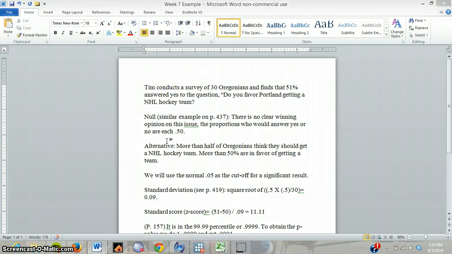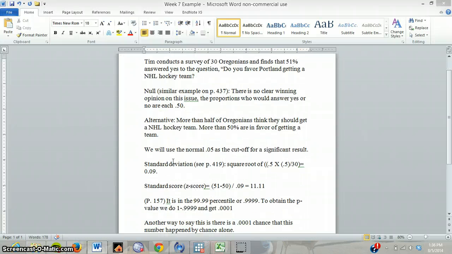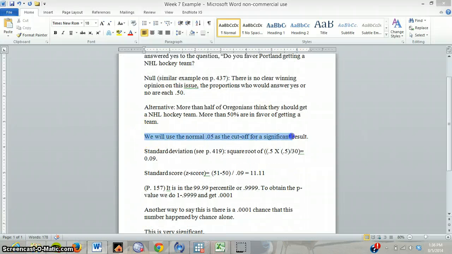The alternative hypothesis, though, is that more than half of Oregonians think they should get an AHL hockey team, or more than 50% are in favor of getting a hockey team. And we'll use the normal 0.05 as the cutoff for a significant result.